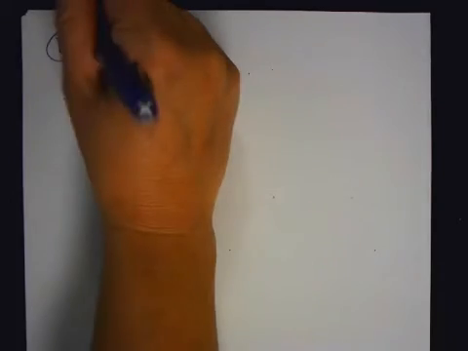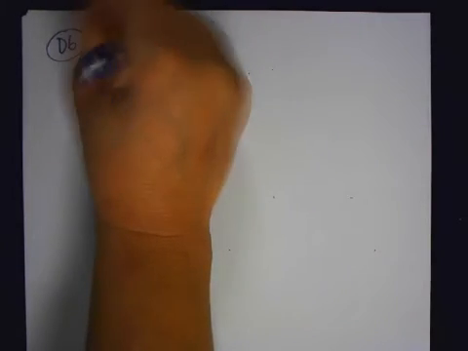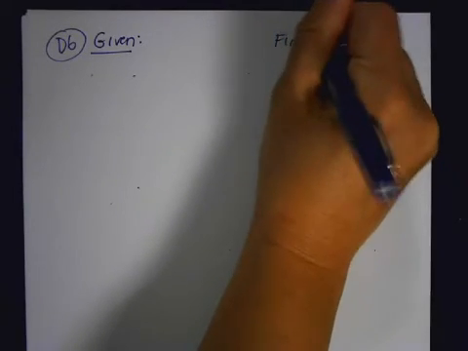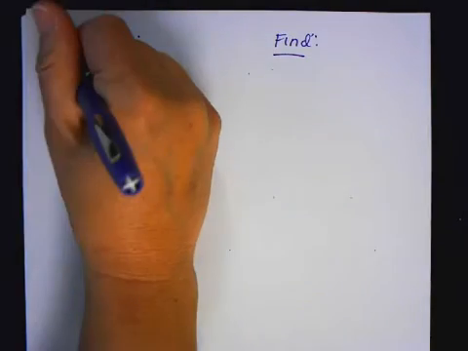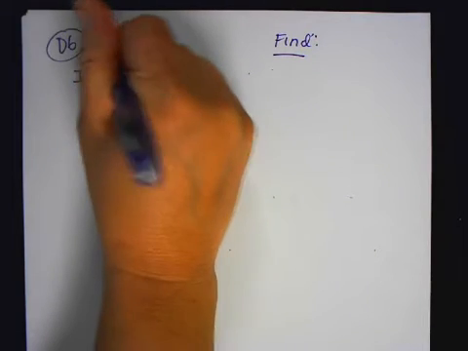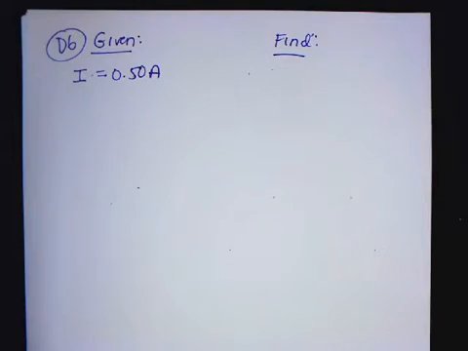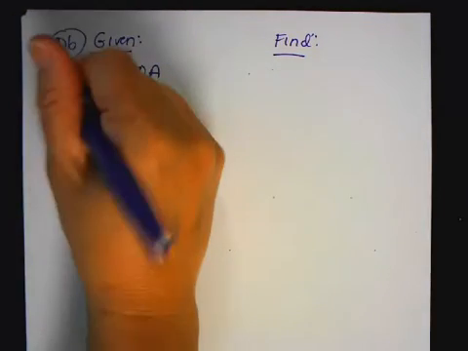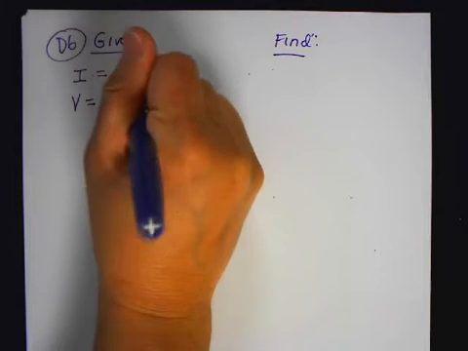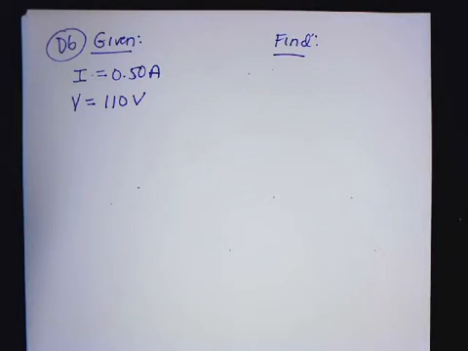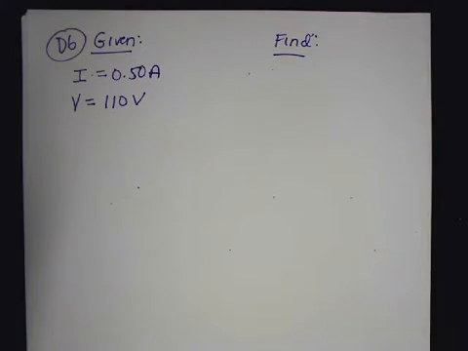it says the current in a certain resistor is 0.5 amps. So I'm going to write my given. I'm going to write what I want to find. So I is equal to 0.5 amps. It's connected to a potential difference. So potential difference is V. It's 110 volts. What is the current in the same resistor if A, the operating potential difference, is 90, B, the operating potential difference is 130?